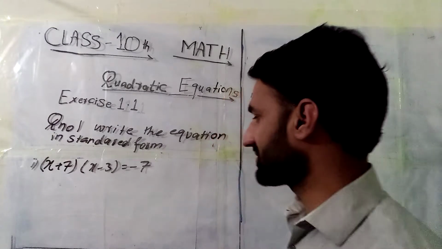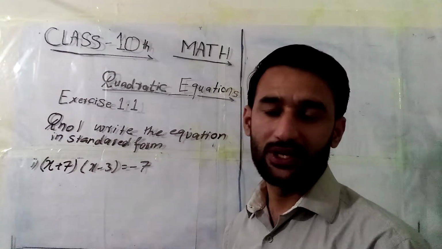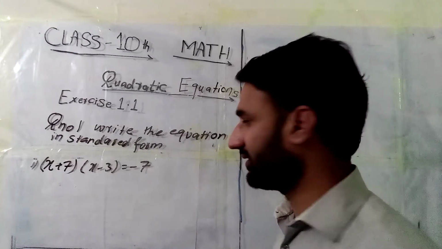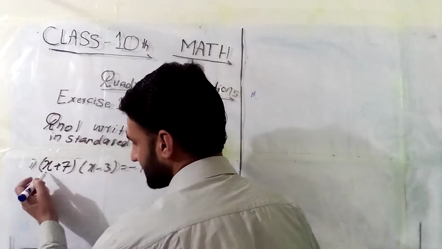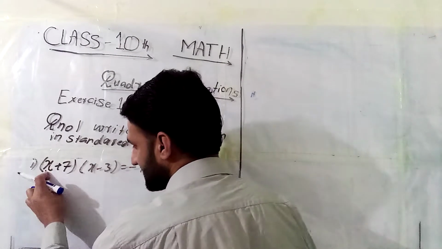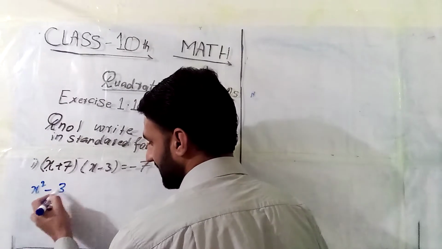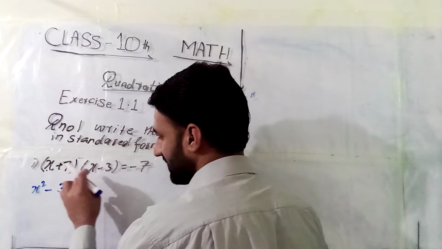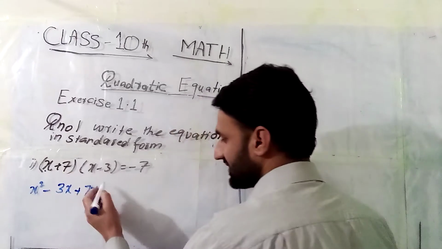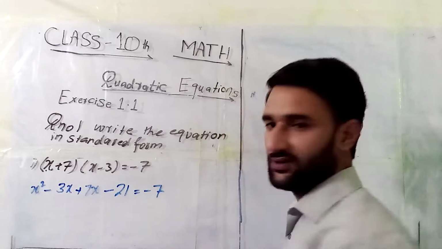Right now I'm going to discuss question 1: write the equation in the standard form of a quadratic equation. Here is the example of exercise 1.1. We'll try to solve it. Here you can notice that x into x will be x square, and this term multiplied by this term will become 3x. When this term is multiplied by this term, 7 into x square, and this term multiplied by this minus 21. Here is minus 7, right?